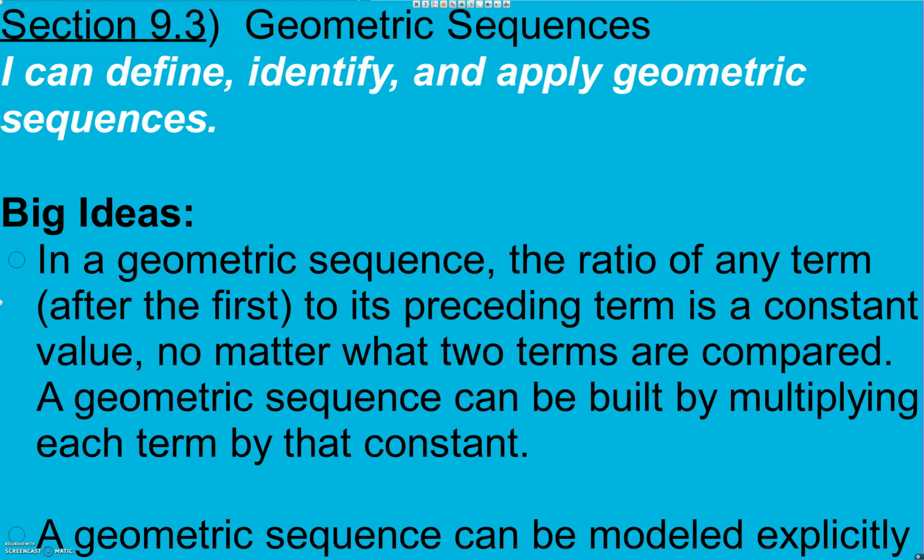Section 9.3 is geometric sequences. I can define, identify, and apply geometric sequences. Big ideas here are, in a geometric sequence, the ratio of any term after the first to its preceding term is a constant value, no matter what two terms are compared. A geometric sequence can be built by multiplying each term by that constant.